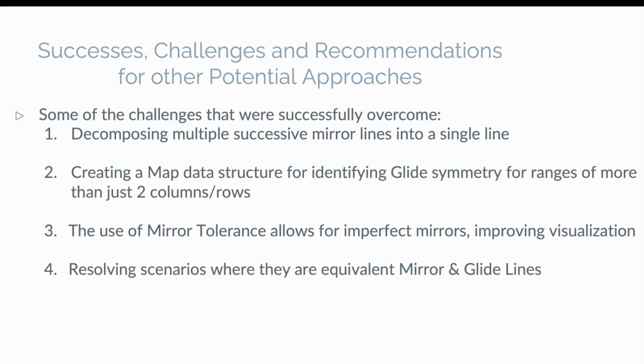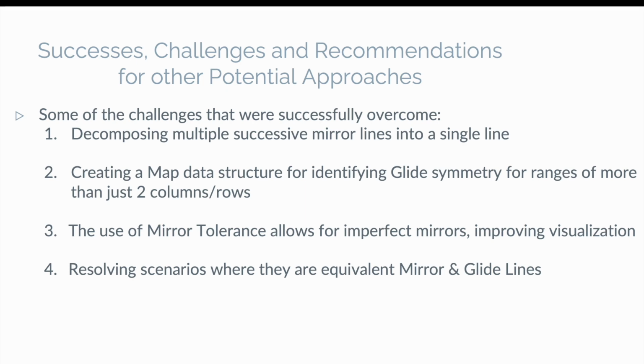Another success was creating a map data structure for identifying glide symmetry, where a constant glide value was detected, and then a glide line could be extended beyond just 2 columns or rows. So glide size could take larger values. The use of mirror tolerance, as I mentioned before, allowed for imperfect mirrors and improved visualization, as we saw for the square image. And lastly, resolving scenarios where there were equivalent mirror and glide lines.